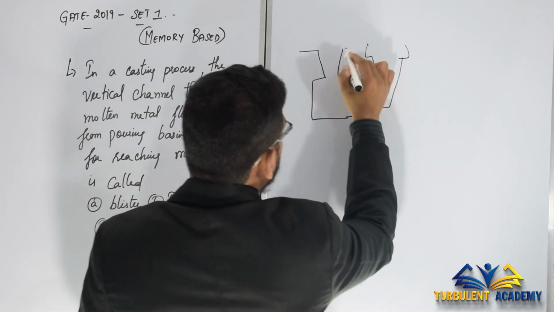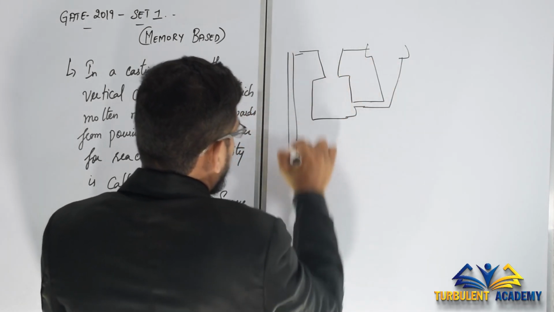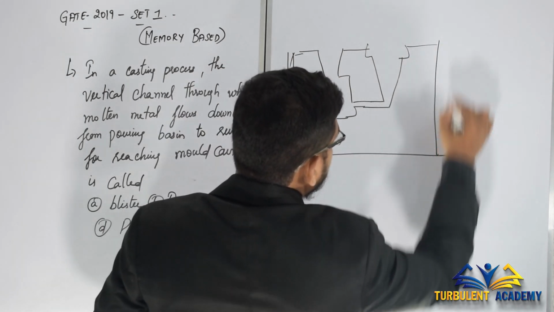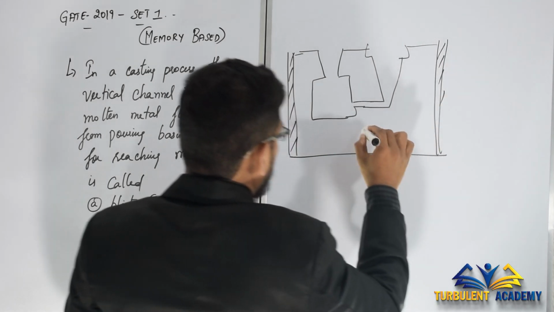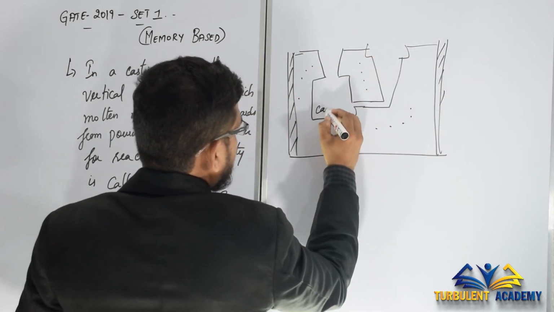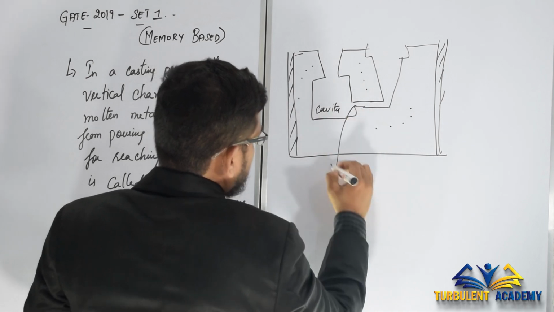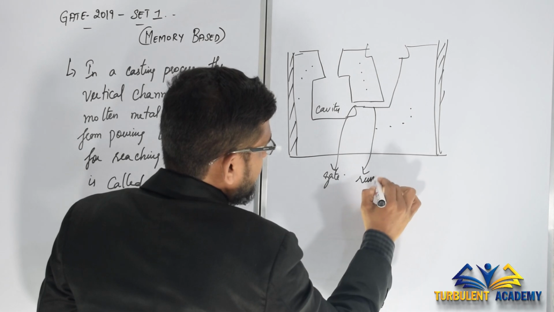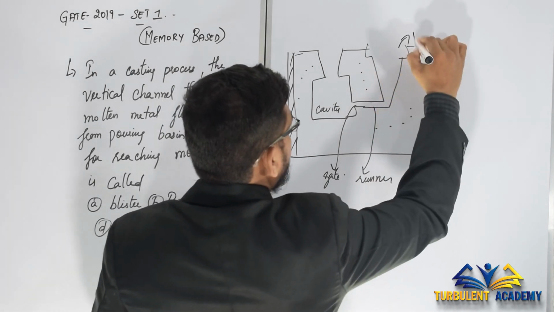So this is pouring basin and this is sand mold, and I'll draw it like this. So all these dots, it's sand actually. This is the mold cavity. So this is going to be gate, and this is going to be runner, and this is going to be pouring basin.